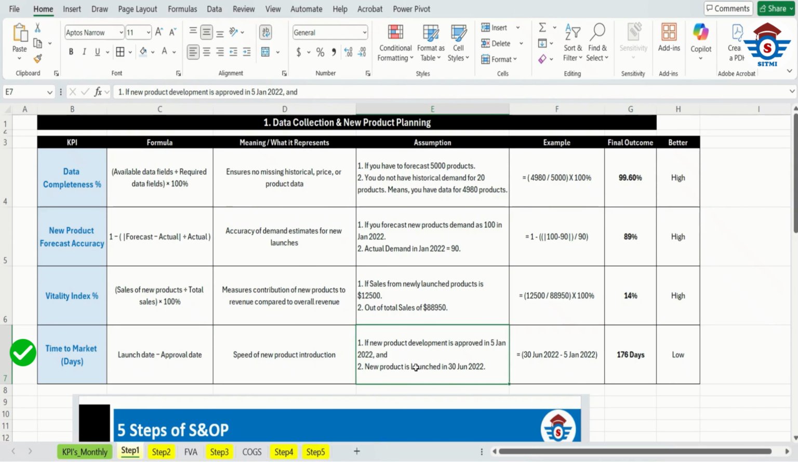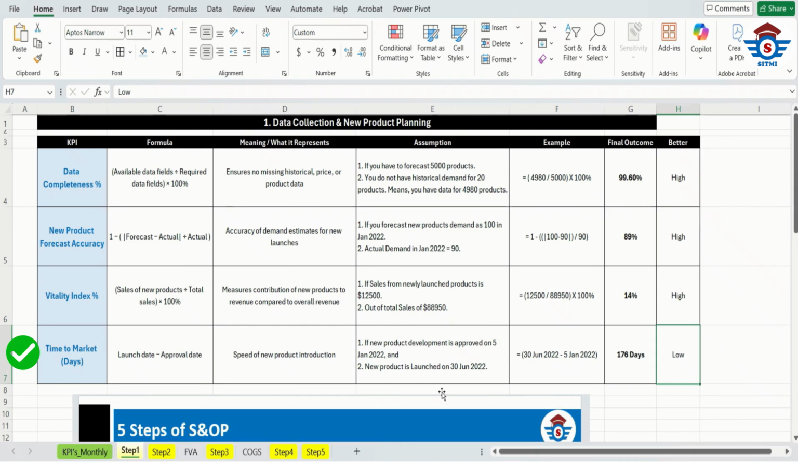If the new product development is approved on 5th of January 2022, and the new product is actually launched in the market on 30th of June 2022, then when we put this data in our formula, our launch date is 30th of June 2022, but it was approved by leadership to start new product development on 5th of January 2022. So it took 176 days to get into the market.